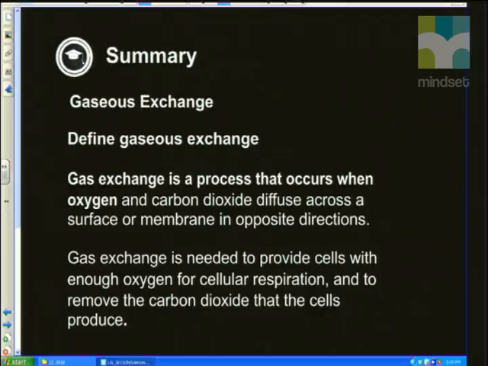Now, firstly, let's talk about gaseous exchange. Now, you've heard about cellular respiration.